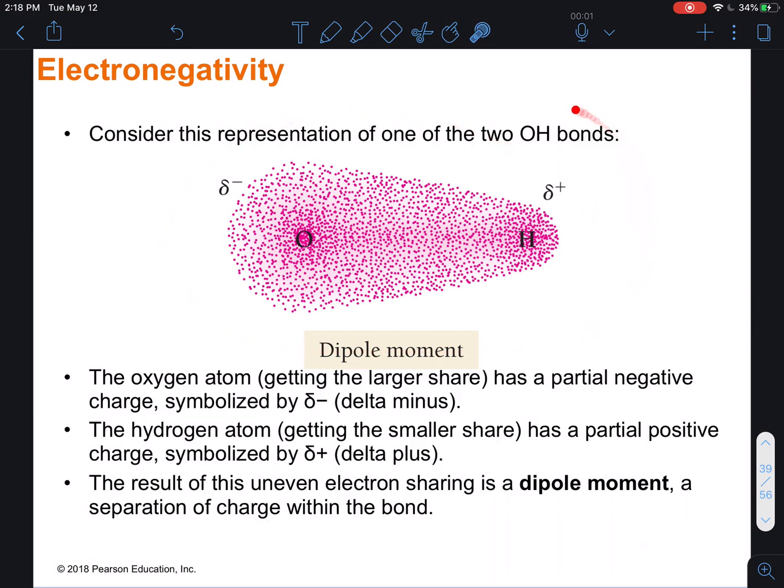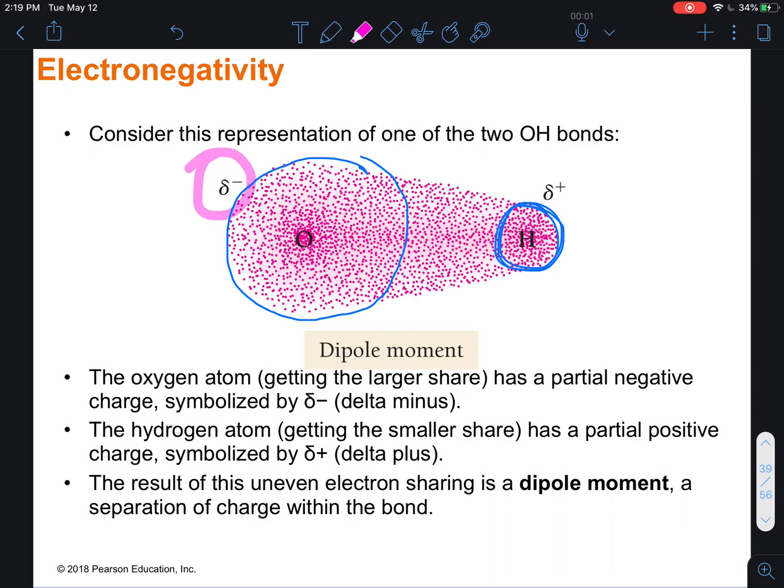This results in the general dipole moment, okay? This is stuff I've already been over with before. And you can see here, if the dots are electron density, or the probability of the electron, right? You can see here clearly that there's more probability of the electron density being found near oxygen than near hydrogen.